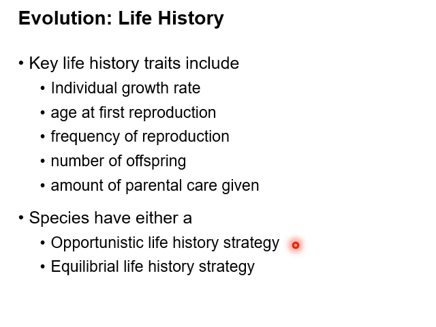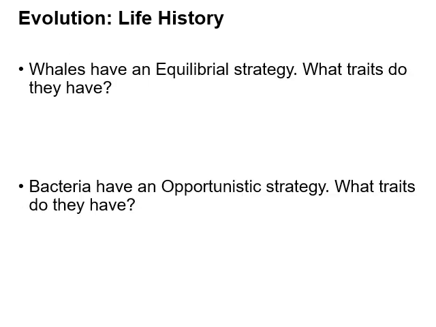So in general, things that have opportunistic life history strategies have populations that increase very rapidly and then crash when they exhaust the resource, and then increase rapidly and crash again when they exhaust the resource. Whereas things that are more equilibrial tend to have more stable populations, so you don't see as much increasing and crashing. This is really more of what I just talked about: whales have an equilibrial strategy, bacteria have more of an opportunistic strategy.